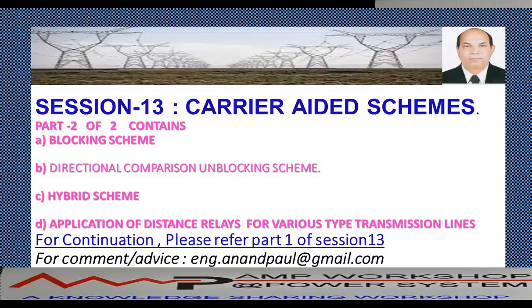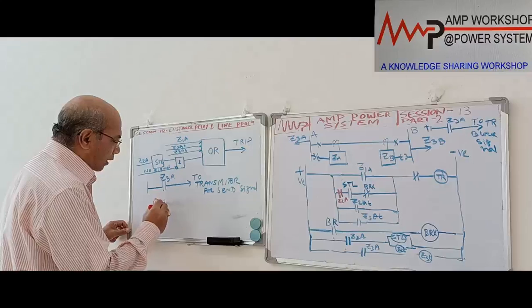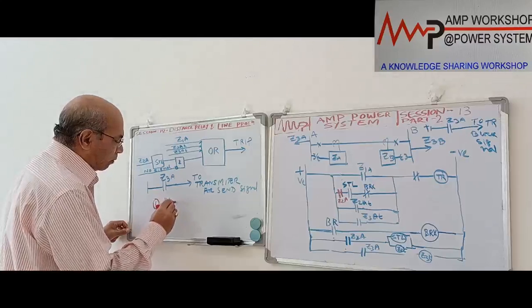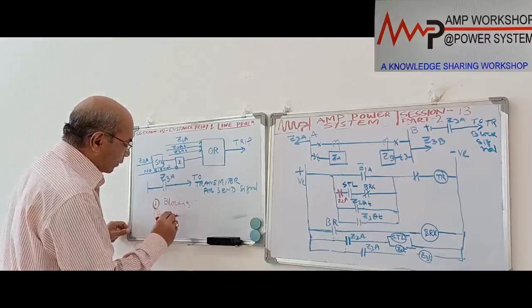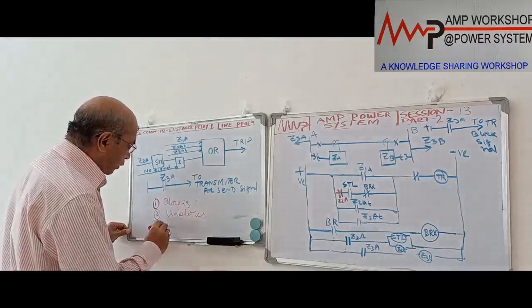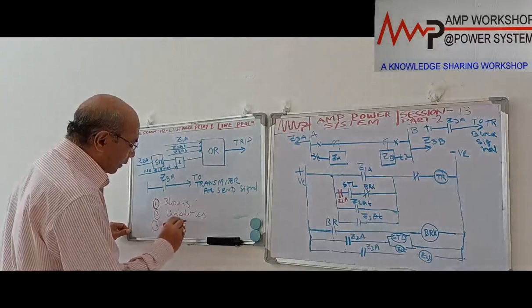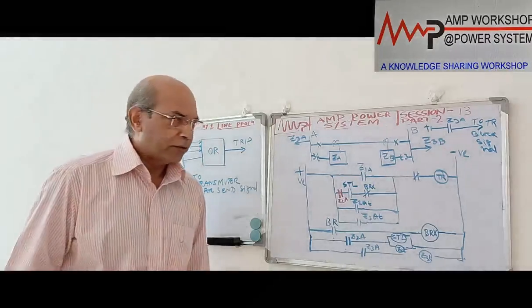One is the directional comparison blocking scheme. Then another is the directional comparison unblocking scheme, and then another is a hybrid scheme. Those three schemes we are going to discuss today. Number one is the directional comparison or blocking scheme. Number two is the directional comparison unblocking scheme. And third is a combination of these two schemes, the hybrid scheme. So first let us discuss the blocking scheme.